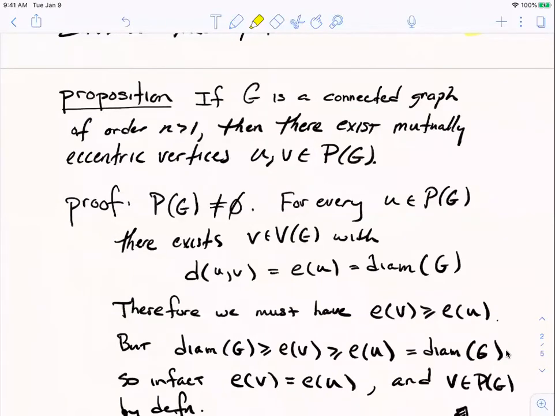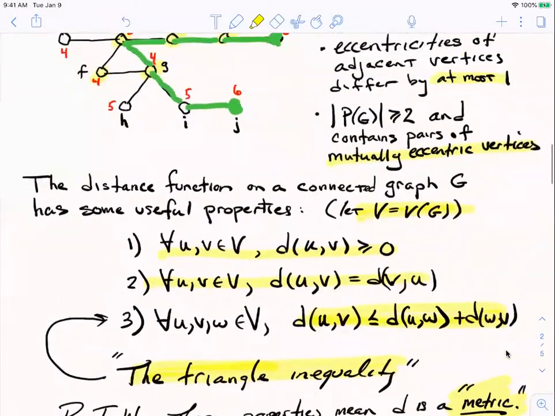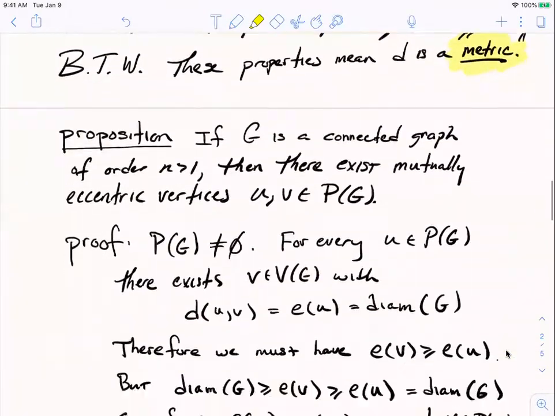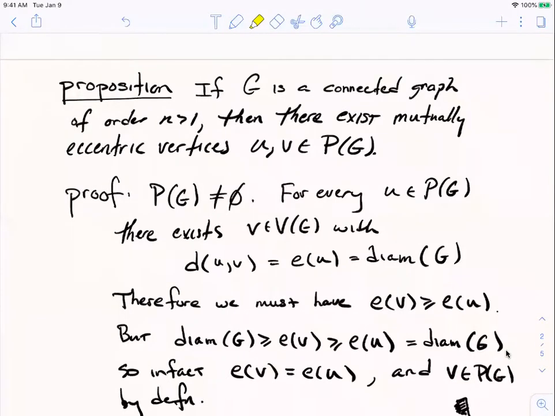Just like we saw in our example, let me bring it back here. This E and this J, they're vertices whose eccentricities are equal to the diameter, and they're both that distance away from each other. So the proposition that I'm trying to prove to you says that any connected graph would always have such a pair of vertices. Cool. Okay, so let's walk through the proof.